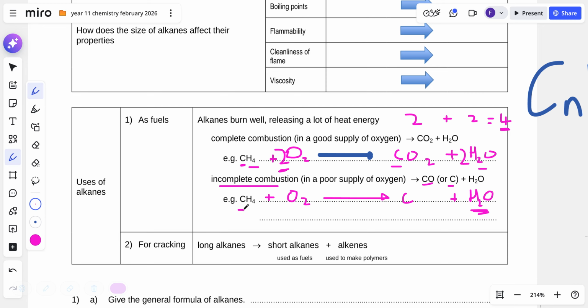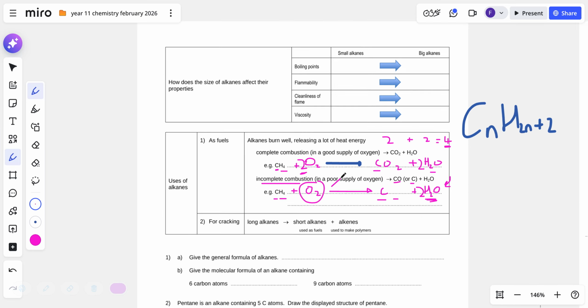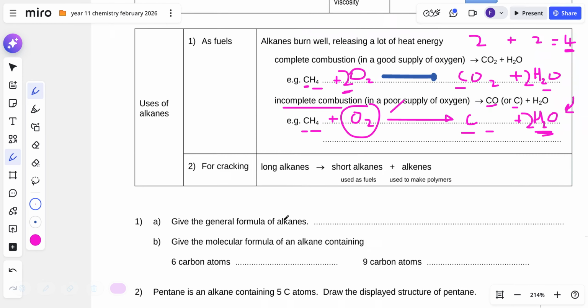Now balance it. 1 carbon here, 1 carbon there. I'm a happy man. 4 hydrogens there, 2 hydrogens there. I'm going to have to put 2 here. Perfect. Now let's balance the oxygens. 2 oxygens here, none there. 2 oxygens there, and I'm done. That's it. Finished.